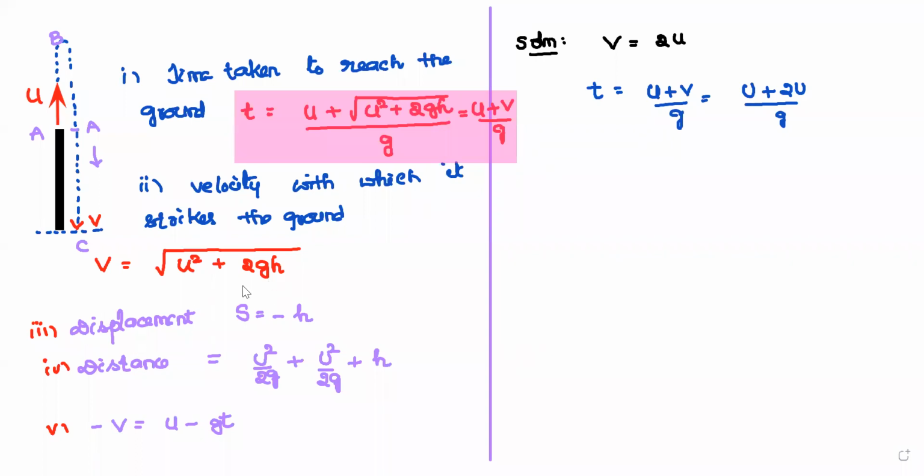Distance. Yeah. Maximum height or distance? Total distance. Is it maximum height? Okay. Maximum height formula is H equals U square by 2G. So it's a very simple formula, U square by 2G.